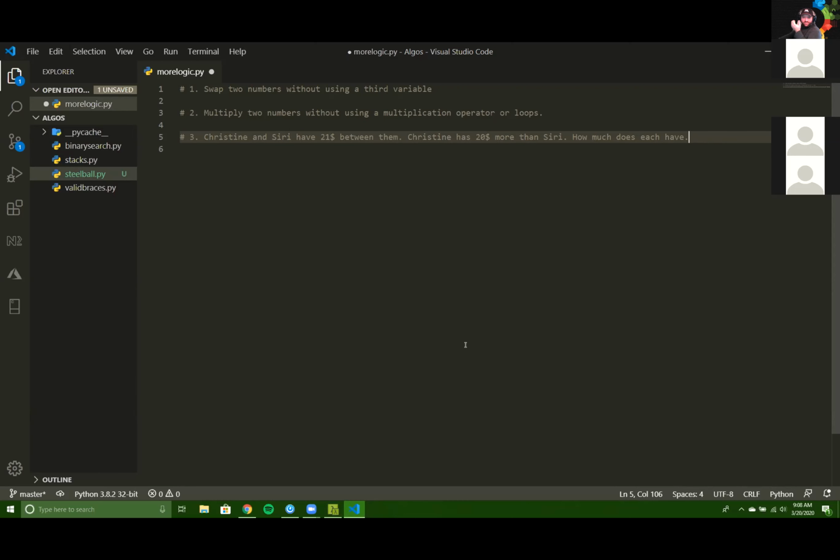It says you can't use fractions in the answer. I guess, can you use decimals? Yeah, I mean then Siri has 50 cents, Christine has $20.50. That's a really bad one. Well, why not have one have $21 and the other none? Because that's $21 more than Siri, not $20 more. Oh my God.